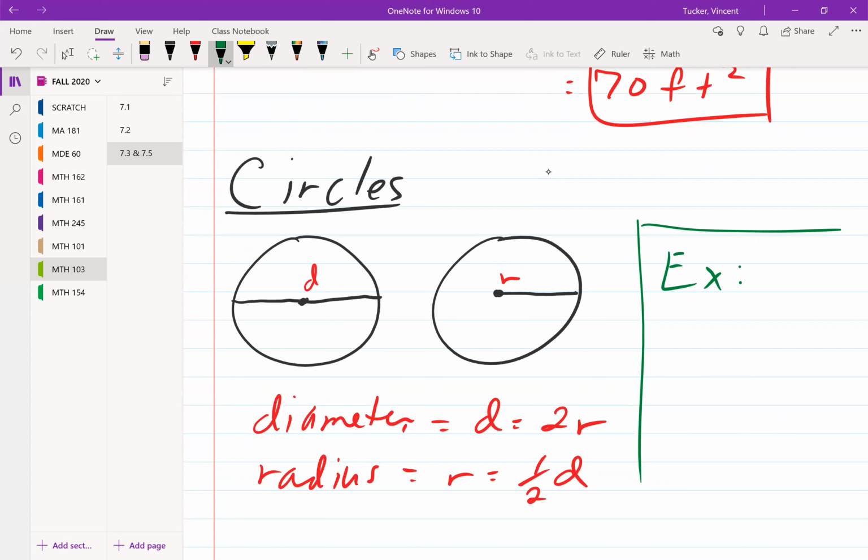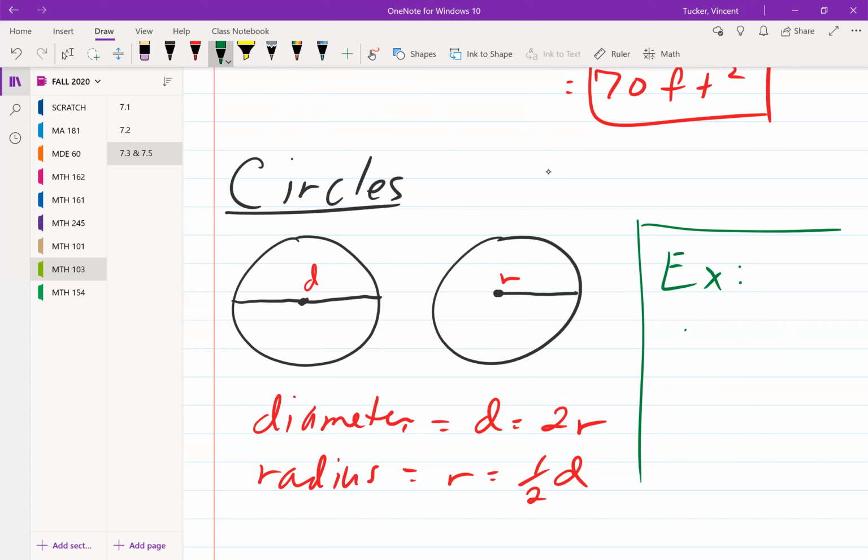So a diameter is going to be a line that goes from one point of a circle to the other point of a circle, but it runs through the center. And your radius is a line that goes from the center to one point on a circle. Your diameter is going to be equal to 2 times the radius, and your radius will be 1/2 of your diameter. So like I said, if you have one, then you have the other.